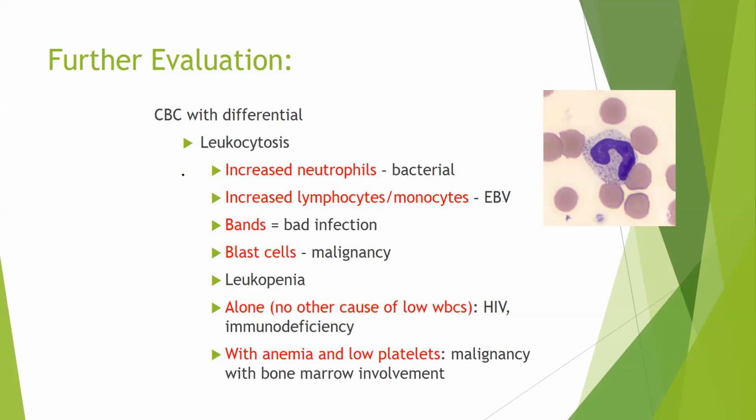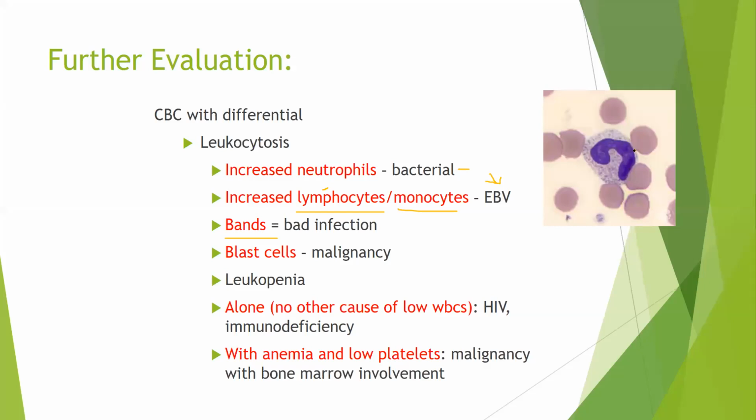Further evaluation, we can look at CBC on these patients to differentiate between bacterial versus viral versus other infectious or parasitic infections. If we've got increased neutrophils, they fight bacteria, so that would be indicative of a bacterial infection. Increased lymphocytes, or reactive lymphocytes here, are suggestive of Epstein-Barr virus.